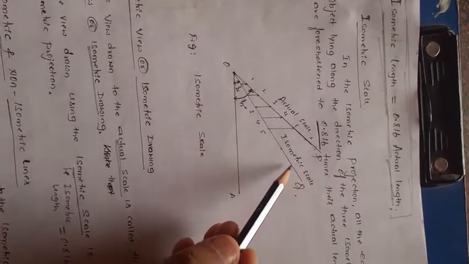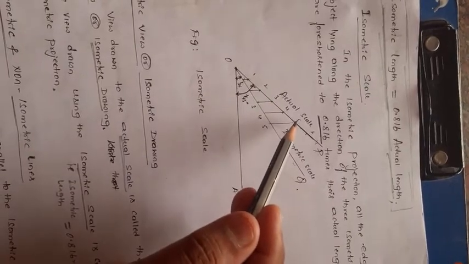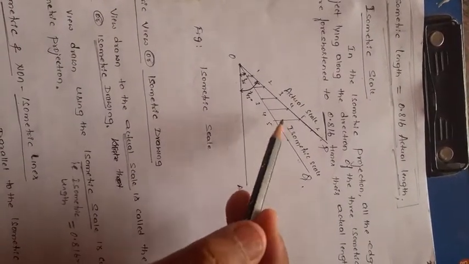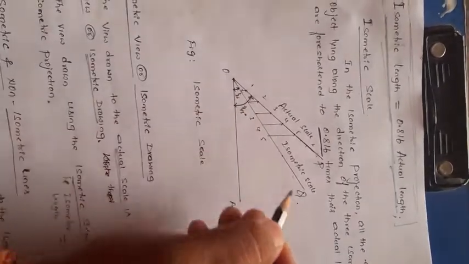Now this is the scale we use for isometric projection. Remember this, isometric projection will use this scale. Whatever the actual dimension is, you will draw it on the actual scale, then project vertically downward. Vertically go downward, then you will get the isometric scale.